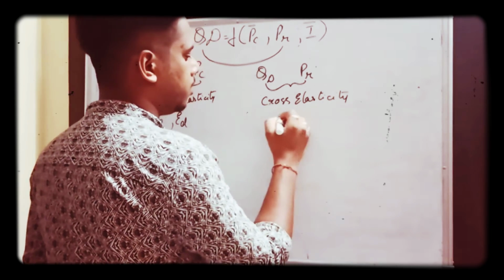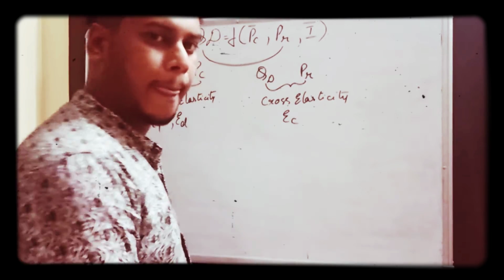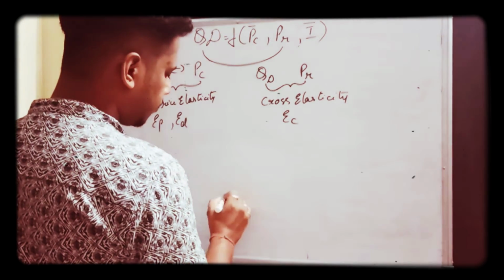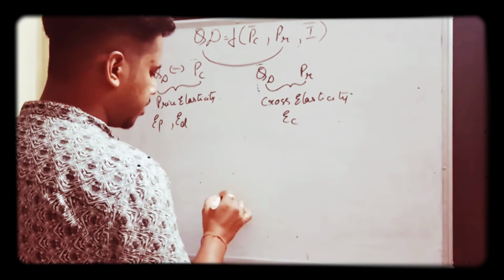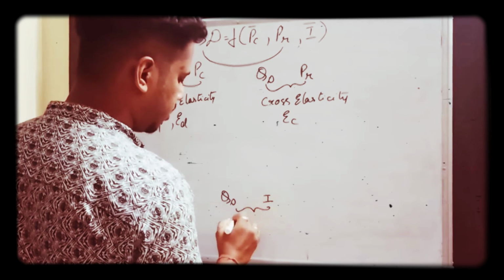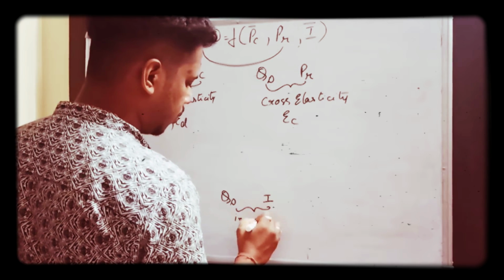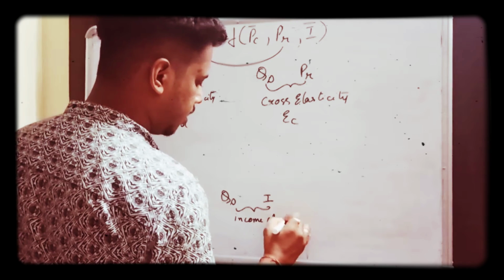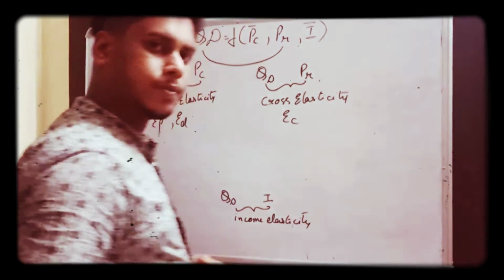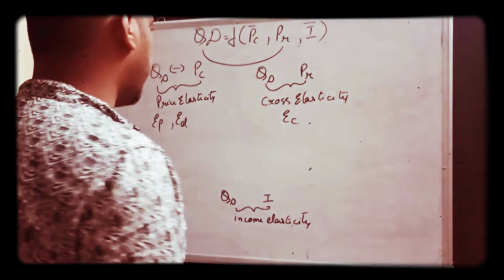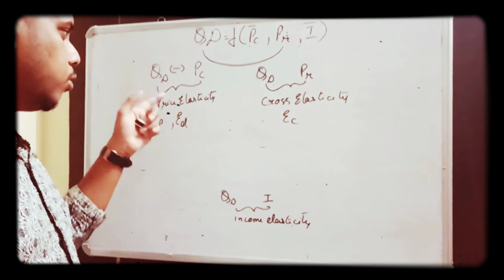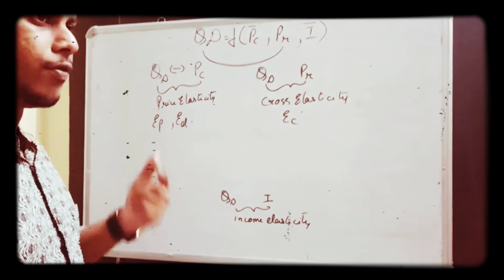And it is given as EC. Similarly, if we study the reaction of quantity demanded to income, it will be known as income elasticity. Okay. So I hope every one of you knows these three concepts and their formulas.